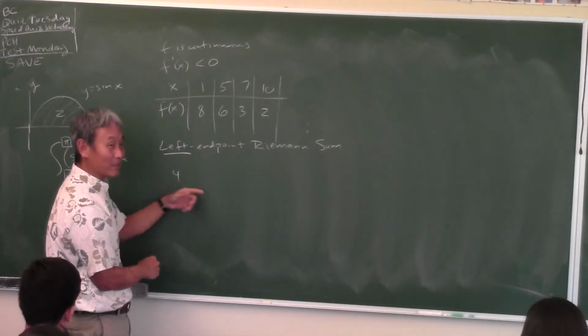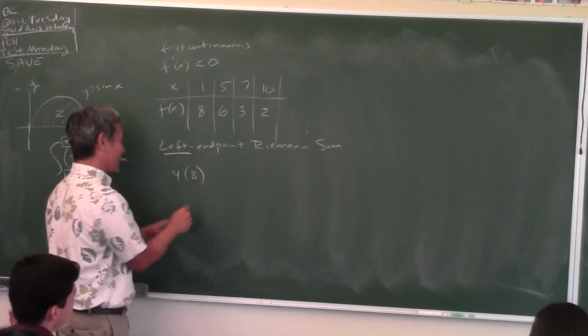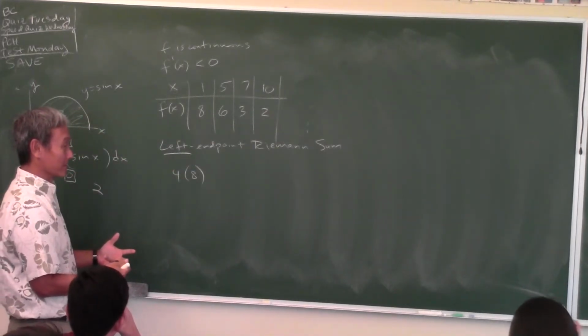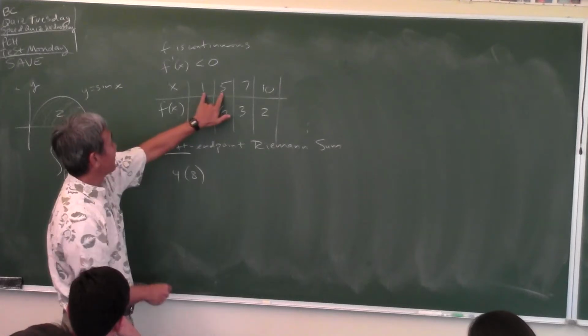Because look, it says left endpoint. The one on the left, so it's 8. So that's the area of the first rectangle. But how'd you get 4 again? Because how far is it from 1 to 5?